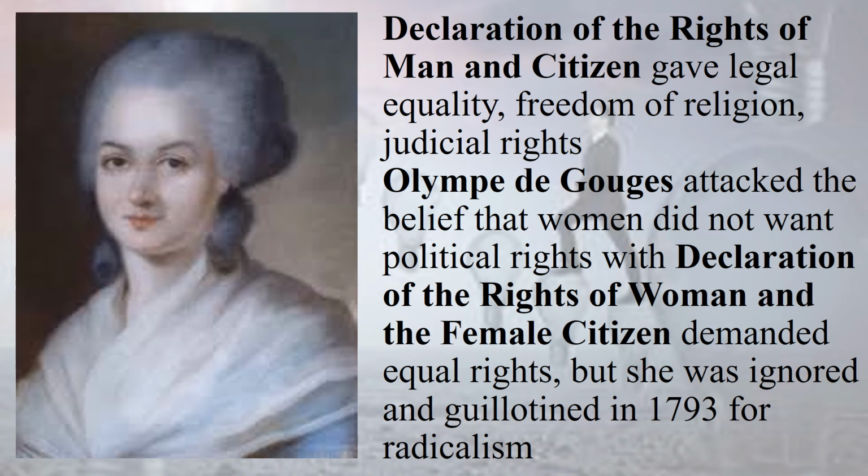And they demanded equal rights. But she gets ignored, and eventually she is guillotined in 1793. So women's rights were a little bit harder to come by in France, and their punishment was a little bit more extreme. And she is guillotined solely in 1793 for being so radical as to say that women should have the right to vote. So, Olympe de Gouges, I salute you, and I am sorry that you are dead.